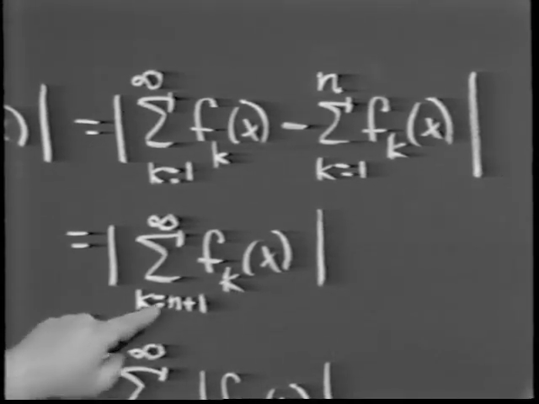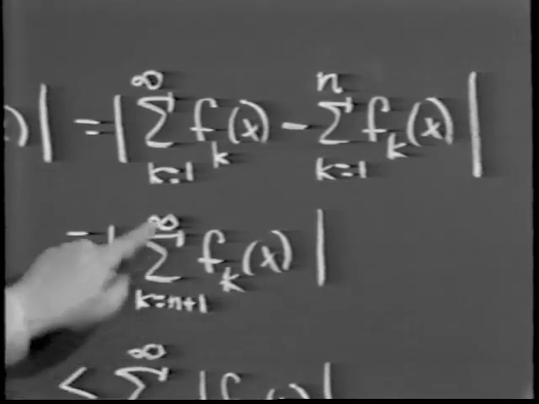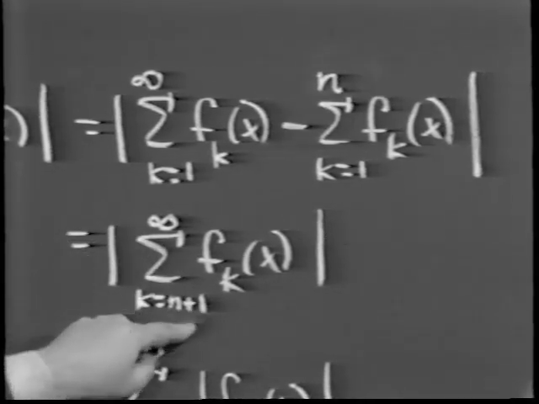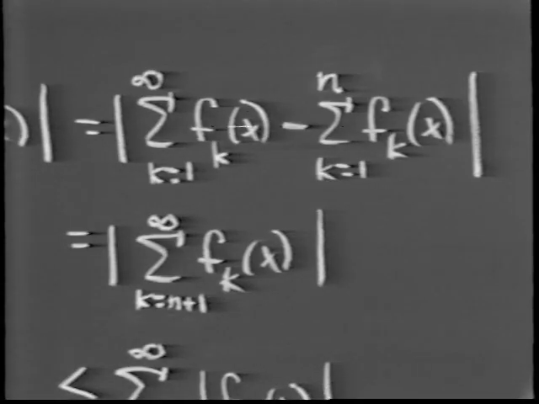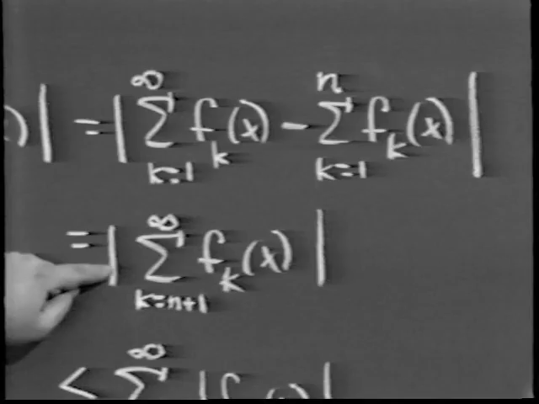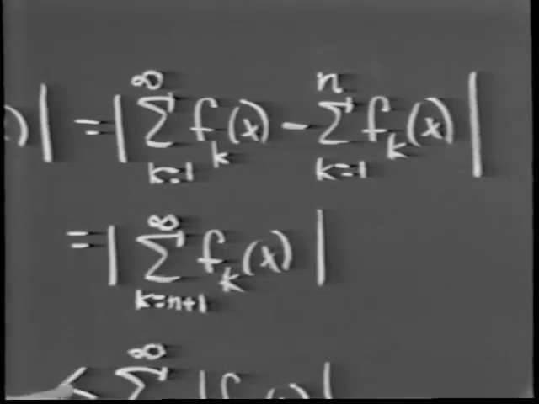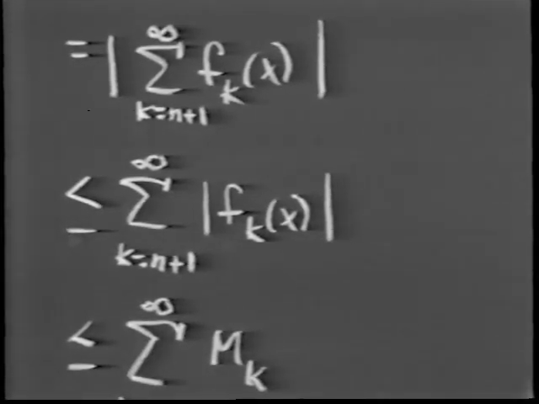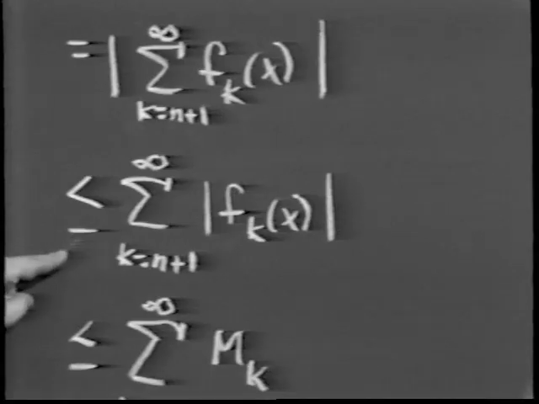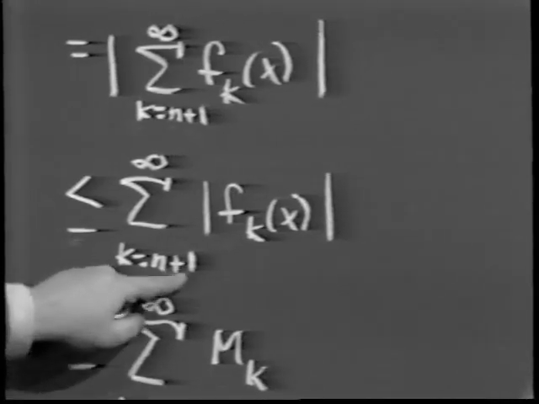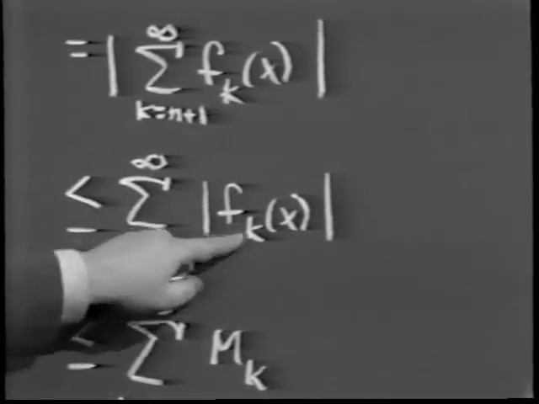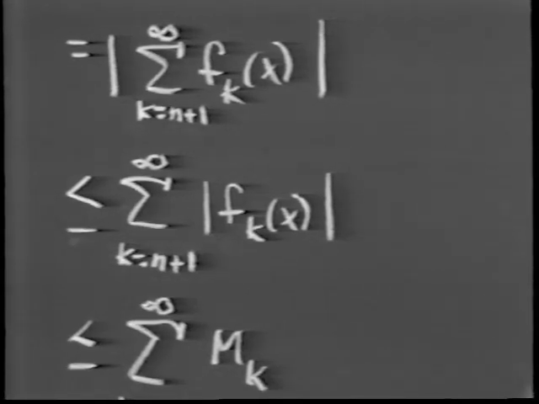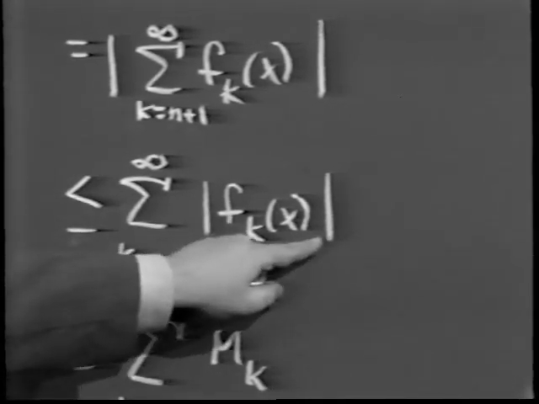How can you say n goes from n plus 1 to infinity? N can't equal n plus 1, so I just change the subscript here. At any rate, if I now invoke the triangle inequality for absolute values, namely that the absolute value of a sum is less than or equal to the sum of the absolute values, I then get that the thing that I'm investigating is less than or equal to the sum k goes from n plus 1 to infinity, absolute value f sub k of x.